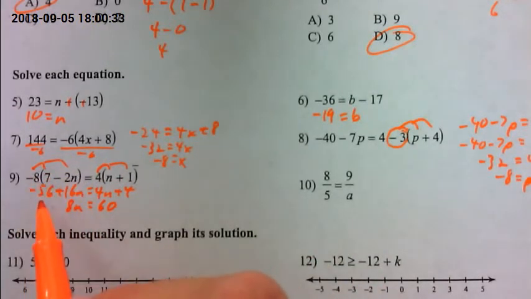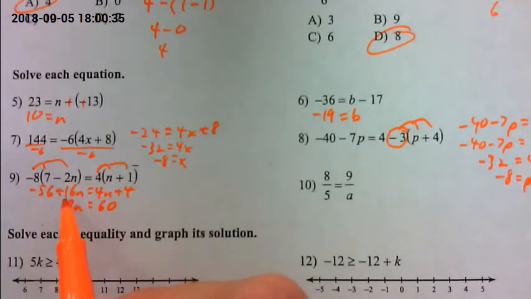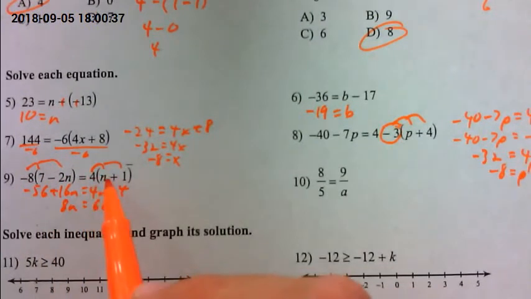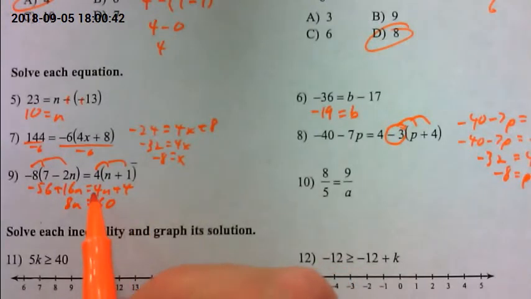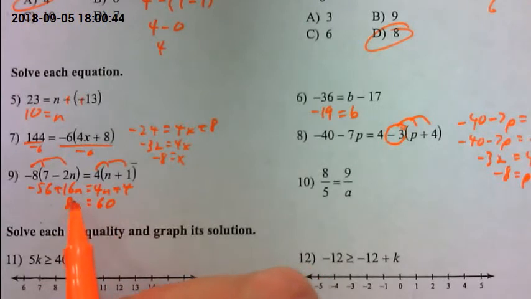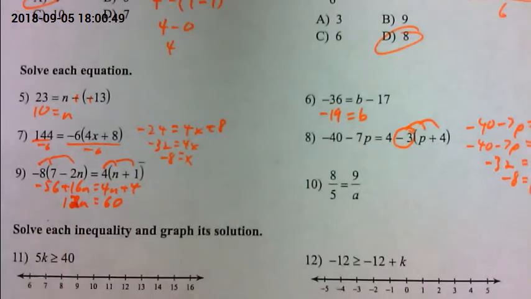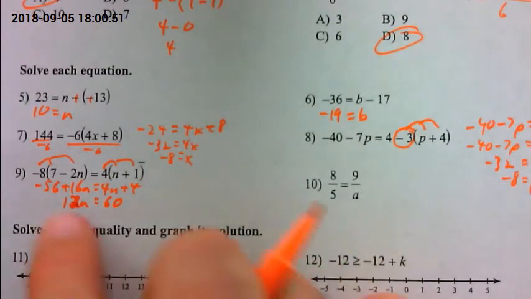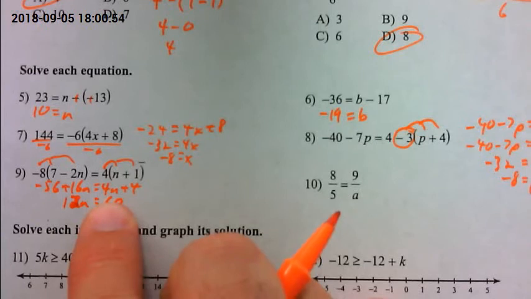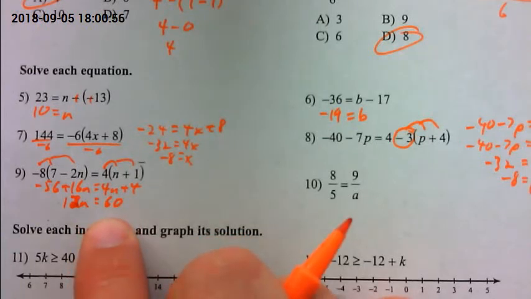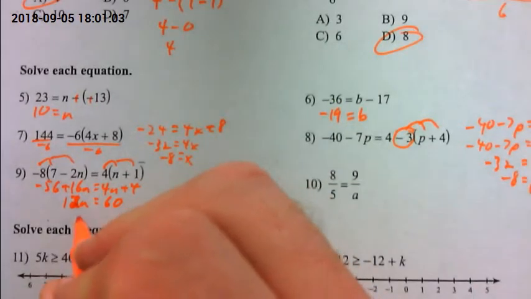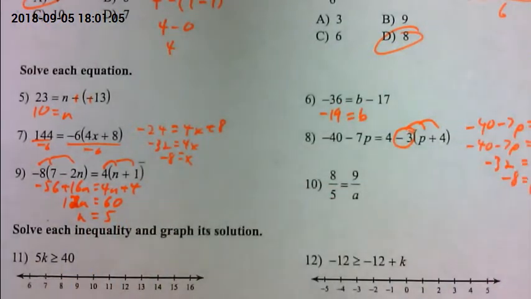I distributed, got 56, got +16. This was 4, +4. We brought the 4n over to the side by subtracting it. That should have been 12, not 8. And I think that's where my mistake was. We brought the 56 over this way by adding 56. So we got 60. And then 60 divided by 12 is going to give us 5. And that's the correct answer. So n equals 5.